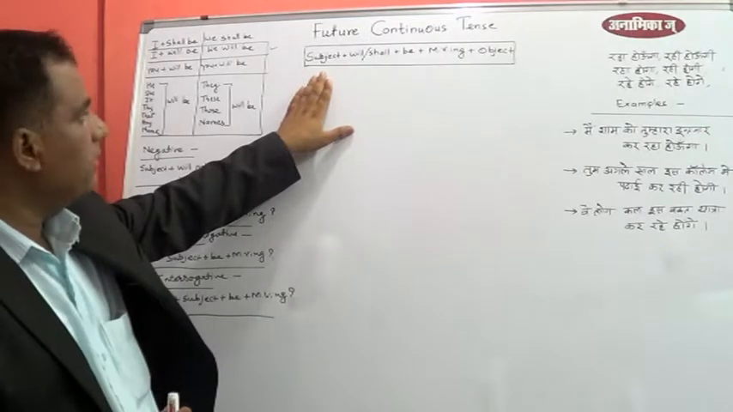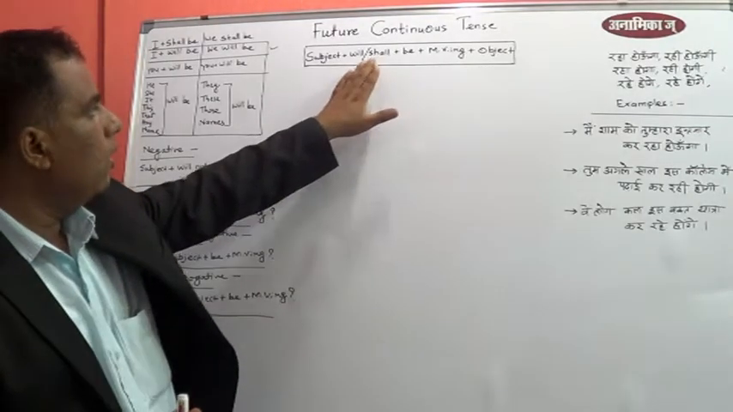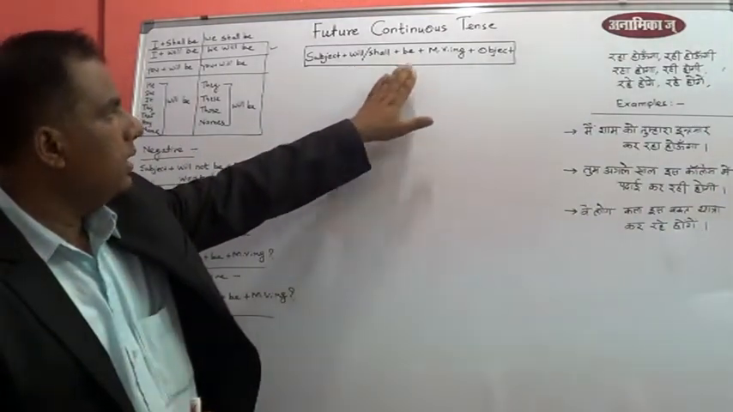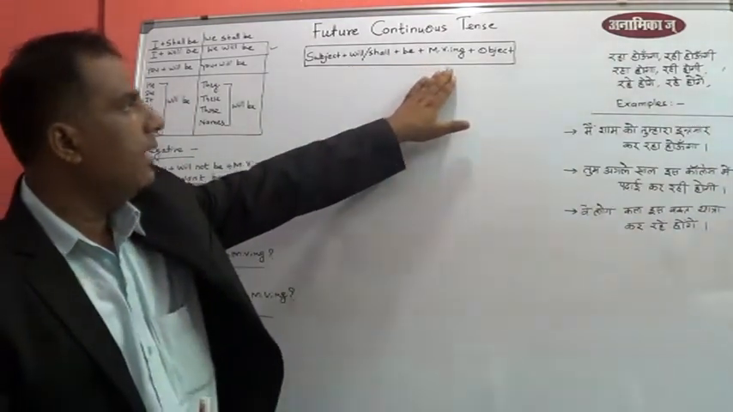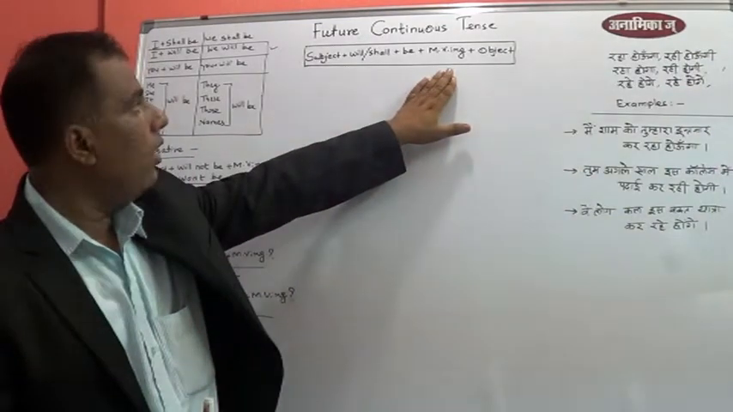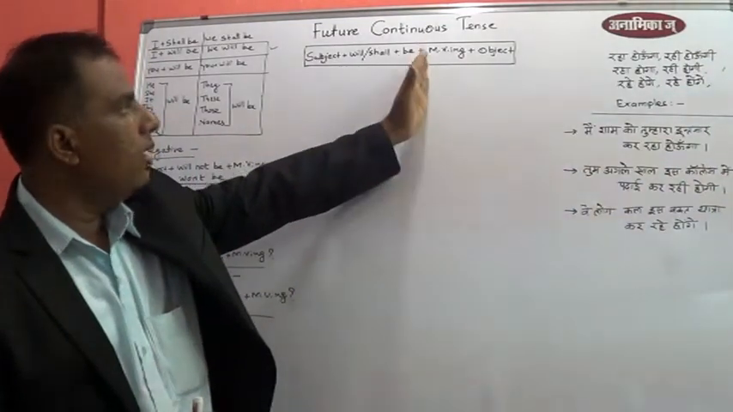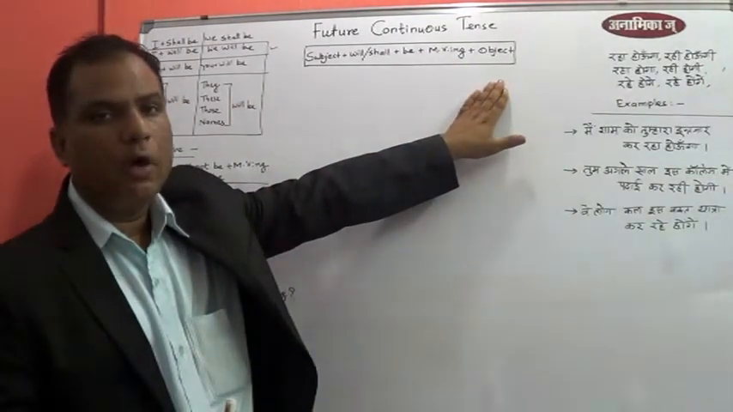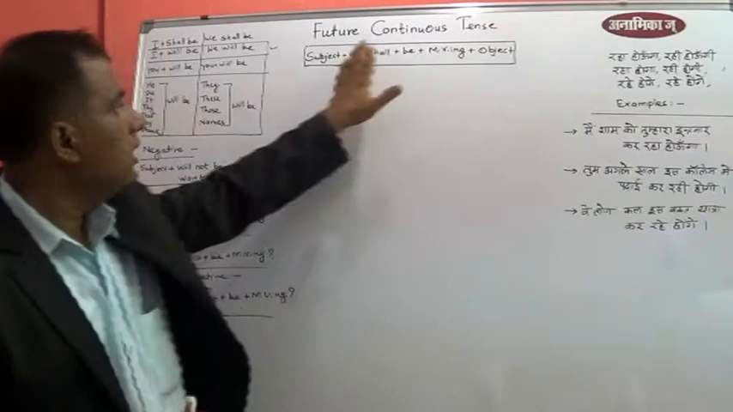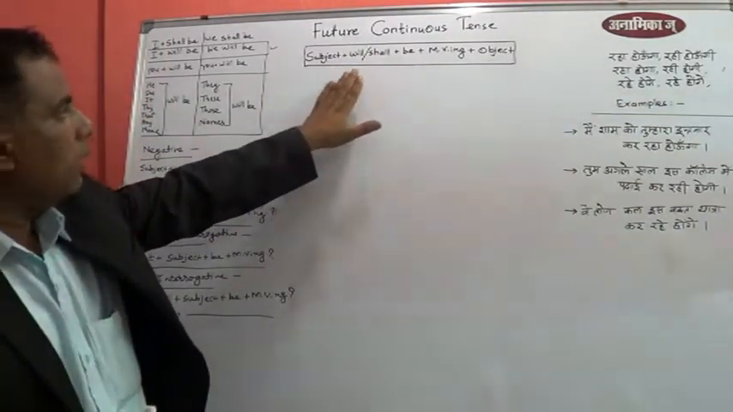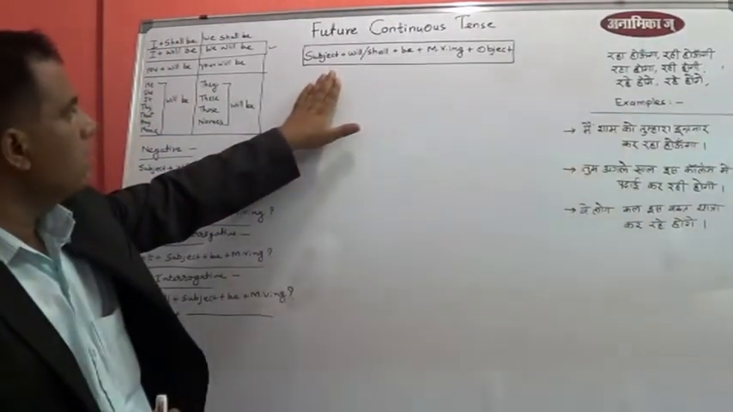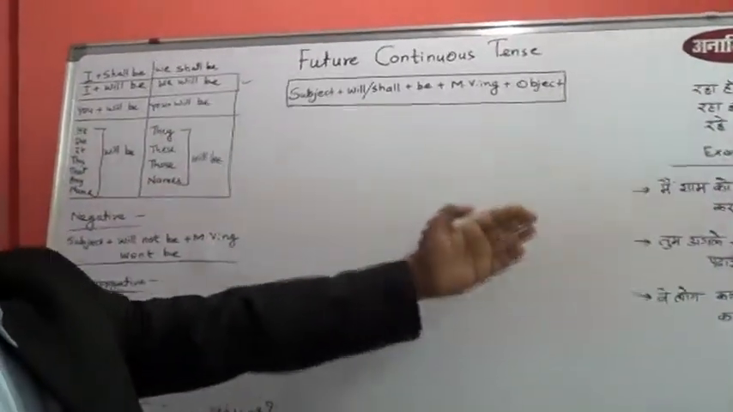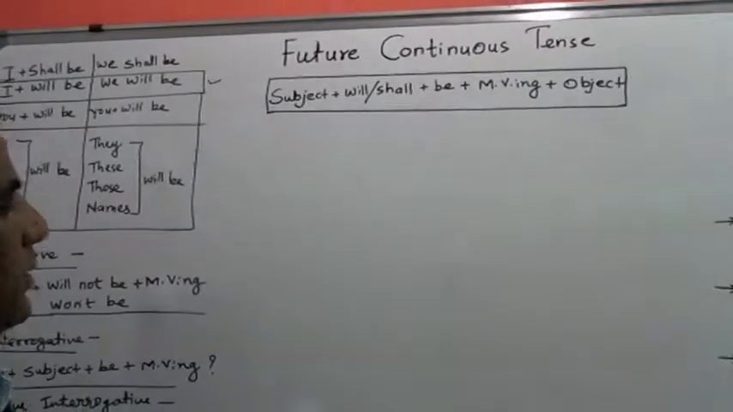It will start with subject, followed by will or shall, depending on the subject. And then we will have the additional word be. And finally, the identification of any continuous tense: verb will come with ing. And finally, we will have an object. So this is how the structure looks. And we will use this structure to frame the sentences of the examples that we have seen.